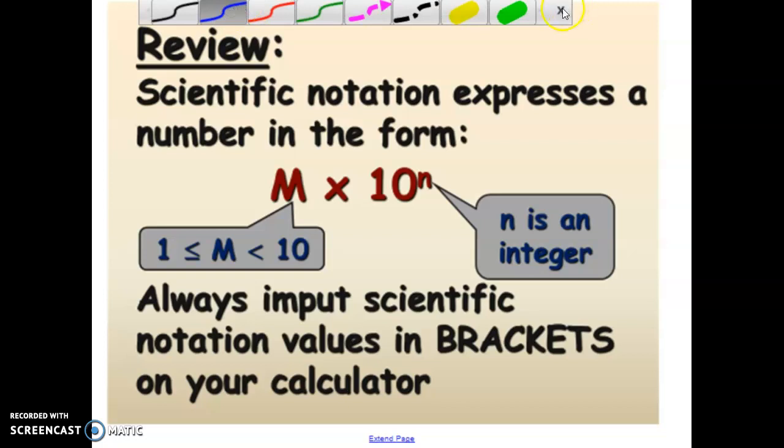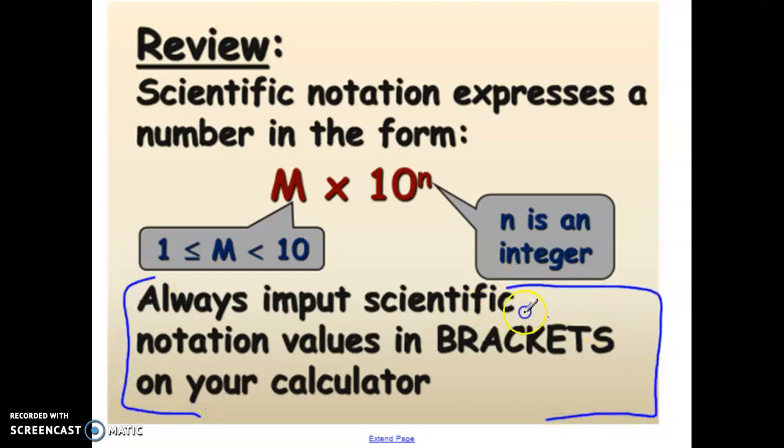Now, whenever you are putting numbers in scientific notation into your calculator, this is the most important thing to remember. The value that is in scientific notation should be put in brackets. If you have a calculator that does not have brackets, I would highly suggest that you get one that does. They look like this. Otherwise you have a very high chance of error, because you want your calculator to recognize the value.